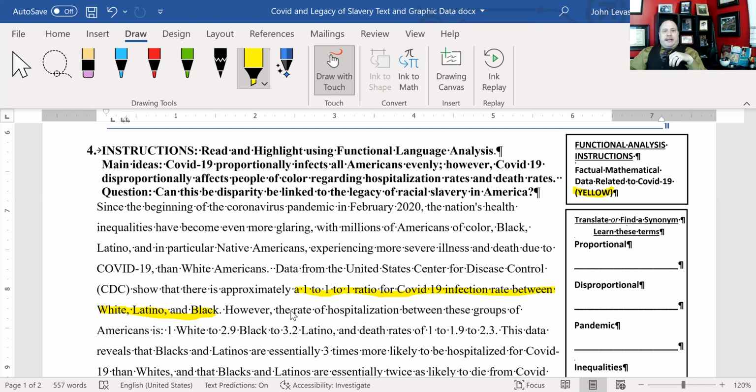However, the rate of hospitalization between these groups of Americans is 1 white to 2.9 Black to 3 Latino. So African Americans and Hispanic Americans are about 3 times more likely to be hospitalized than white Americans because of COVID. The death rates are 1 to 1.9 to 2.3.